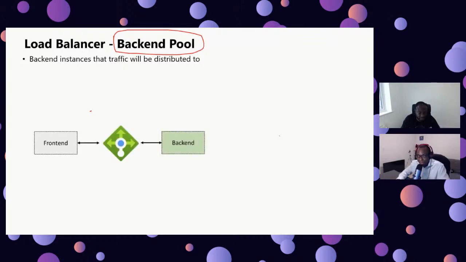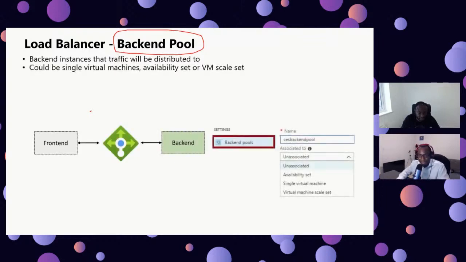Our load balancer has the backend, and the backend options that we can have are a virtual machine, a virtual machine scale set, or an availability set. So essentially those are the options. We'll talk about this when we get to the compute sections, when we start talking about virtual machine scale sets and availability sets in that study section. So let's see some other information.